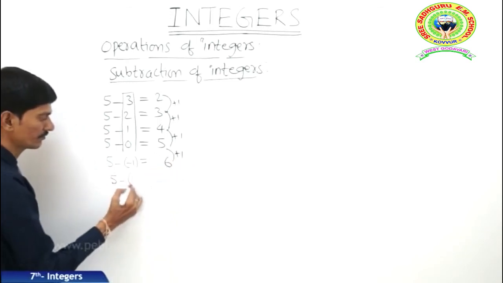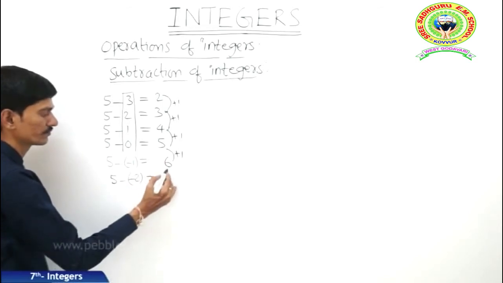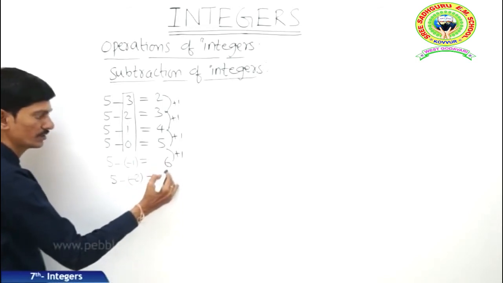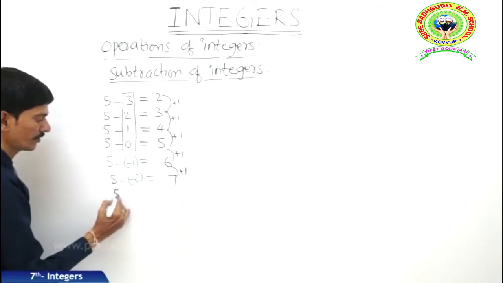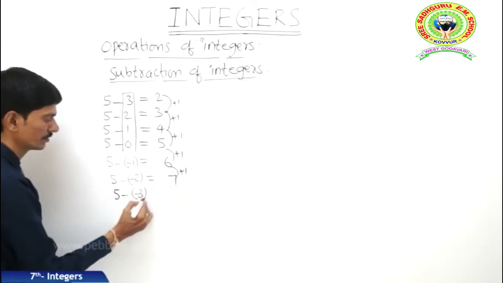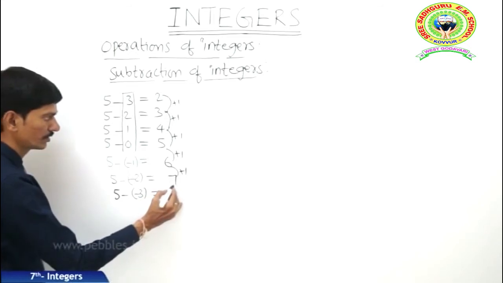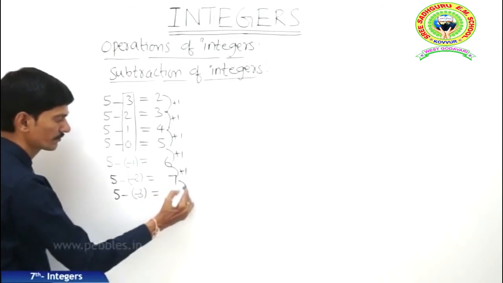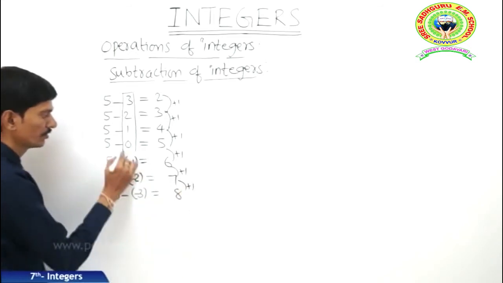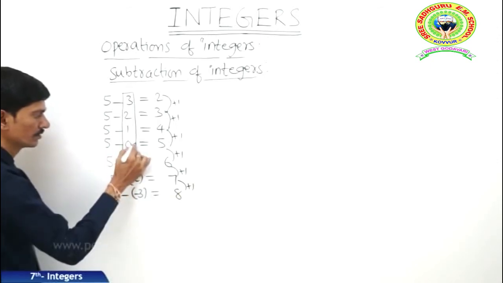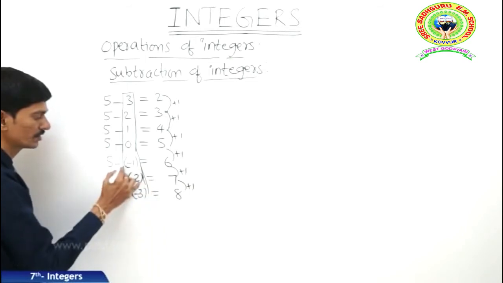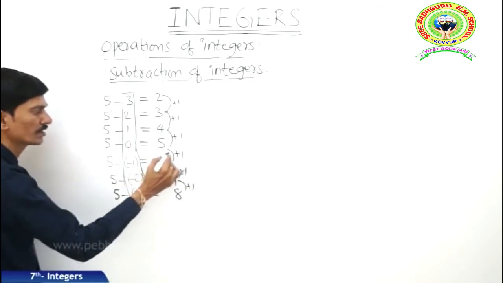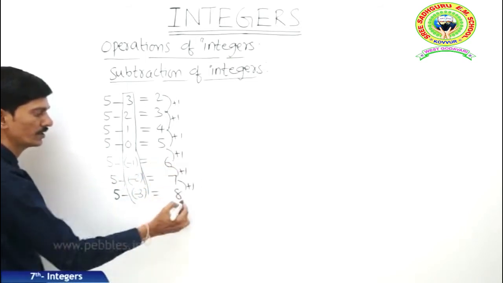Then 5 minus of minus 2 equals. So again 6 is increased by 1. Then we get 7. So 5 minus of minus 3 equals, 7 is increased by 1. Then we get 8. So here also if you see the pattern, the number being subtracted is decreased by 1. Then the value of the difference is increased by 1.